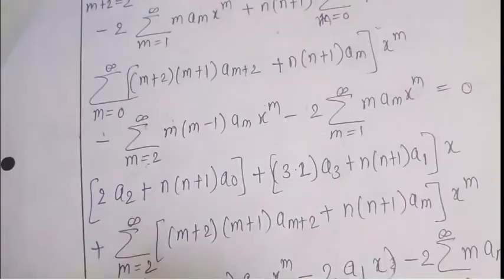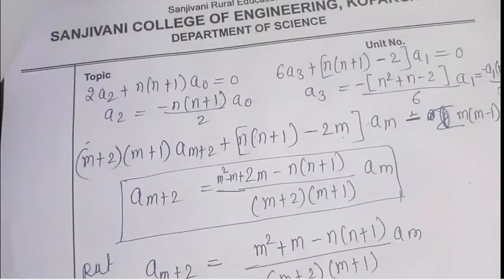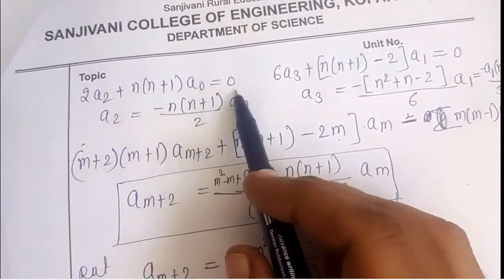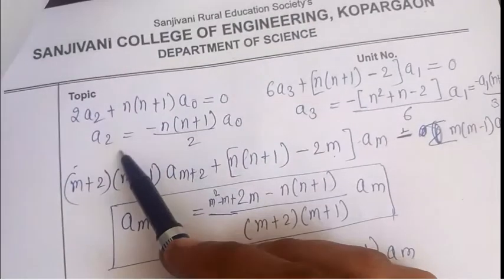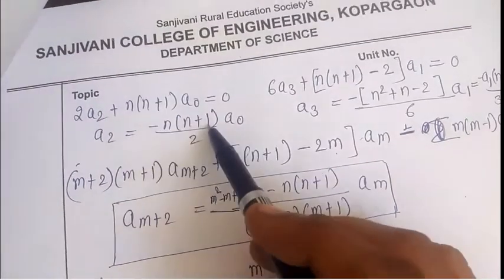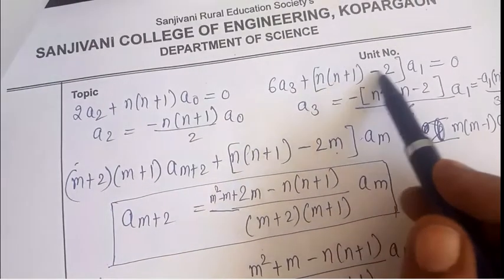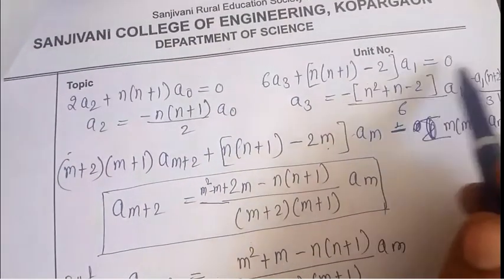Now after getting this, we equate it to the right hand side. So we get 2a2 plus n(n+1)a0 is equal to 0. So what is the value of a2? Shift this to the right hand side: a2 becomes minus n(n+1)/2 times a0. Then 6a3 plus (n(n+1) minus 2) times a1 is equal to 0.